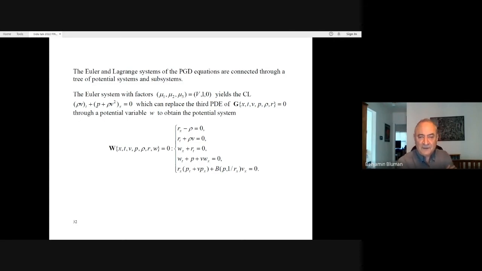Okay. Now, the Euler and Lagrange systems of the planar gas dynamics are connected through a tree of potential systems and subsystems. Now, in general, we're talking about an arbitrary constitutive function here. The Euler system with multipliers mu1, mu2, mu3, in other words, the multipliers are v for the velocity, but arbitrary function, when using the Euler operator method to find the conservation laws, 1 and 0 yields a conservation law over here, which can replace the third PDE of G equals 0 through a potential variable w now to obtain the potential system of a potential system. So this is a potential system, and now we have two potential variables, w and r.